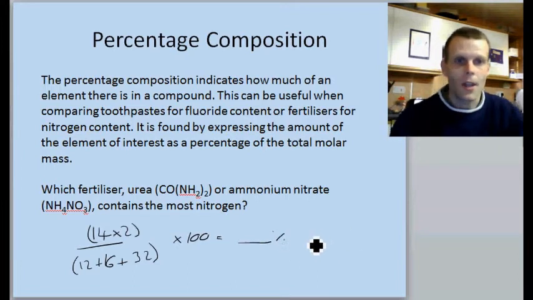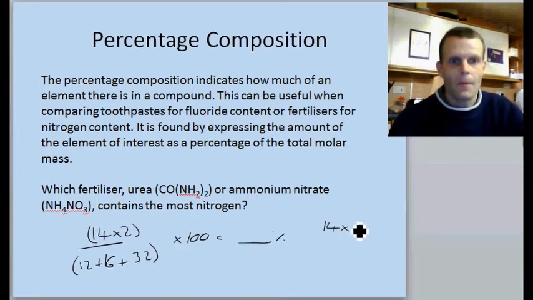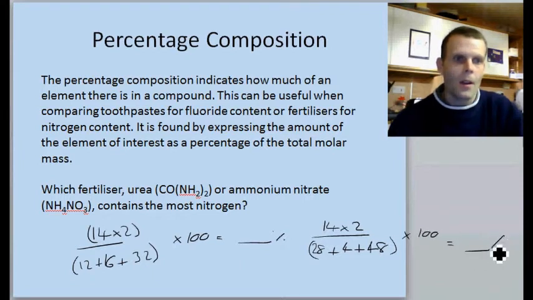And for the ammonium nitrate, again, I've got 2 Ns in it as a percentage of the mass of the whole thing. So I've got my 28 plus 4 plus 3 16s, which are 48. And if I express that as a percentage, you can see which one has the most nitrogen in it.